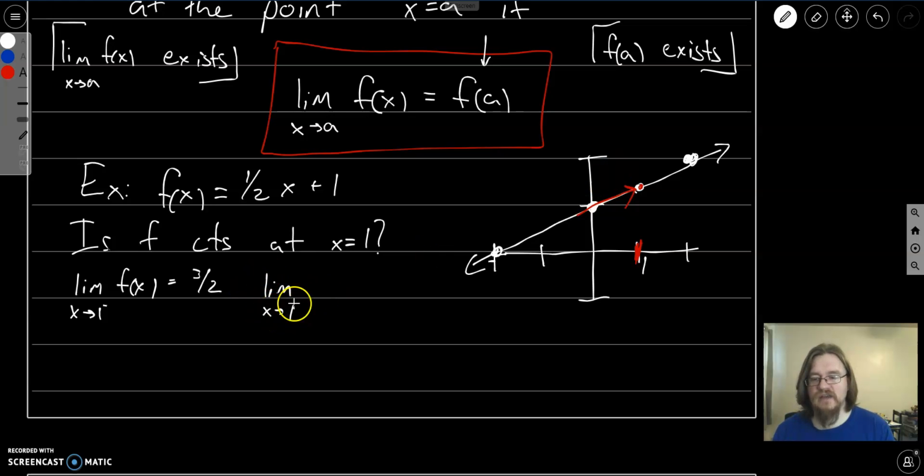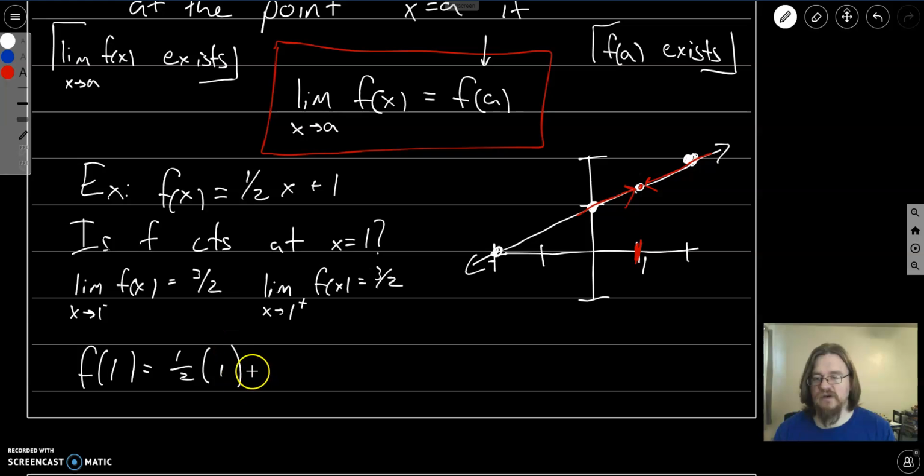Coming from the other side, as we approach 1 from the right-hand side, we're coming down the function, and we're approaching the same point. It doesn't matter if we're coming from the left or right, we're approaching the same point. So the limit on that side is also 3/2. The last thing to do is to check what happens if I actually just plug 1 into my function. So if I take f of 1, I'm going to get 1/2 times 1 plus 1. Well, 1/2 plus 1, that is 3/2. So they all match.